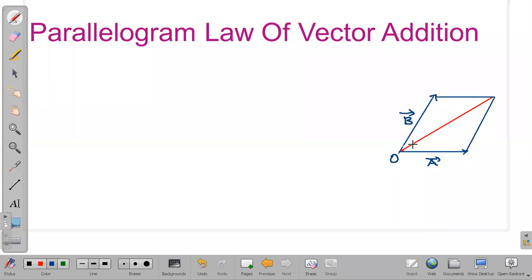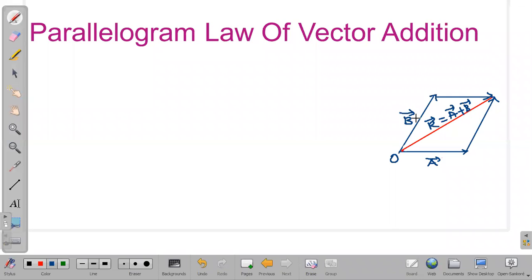Now for this we have to find the resultant. The resultant is this red colored one, the diagonal. That is our resultant. So the resultant, R bar I am taking, is the addition of these two vectors, A bar plus B bar. So R bar we have to find. I am not writing the statement here. Afterwards I'll give you the statement.